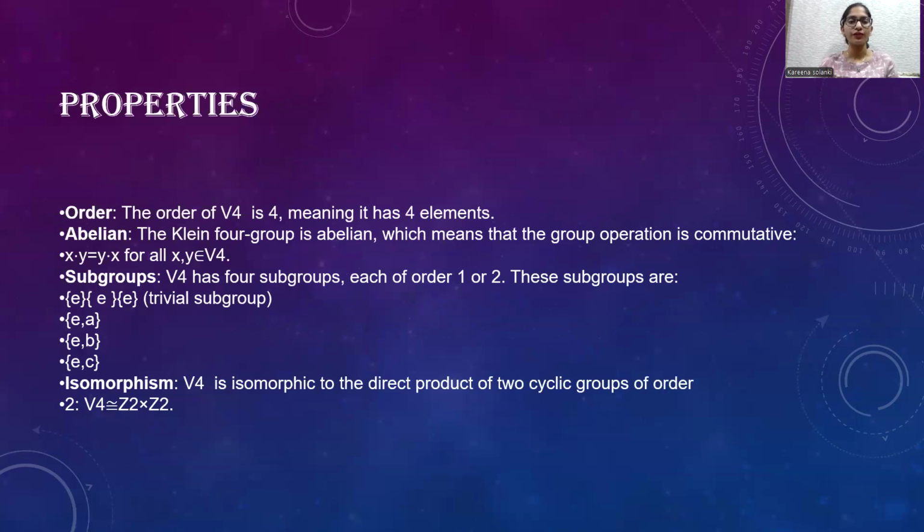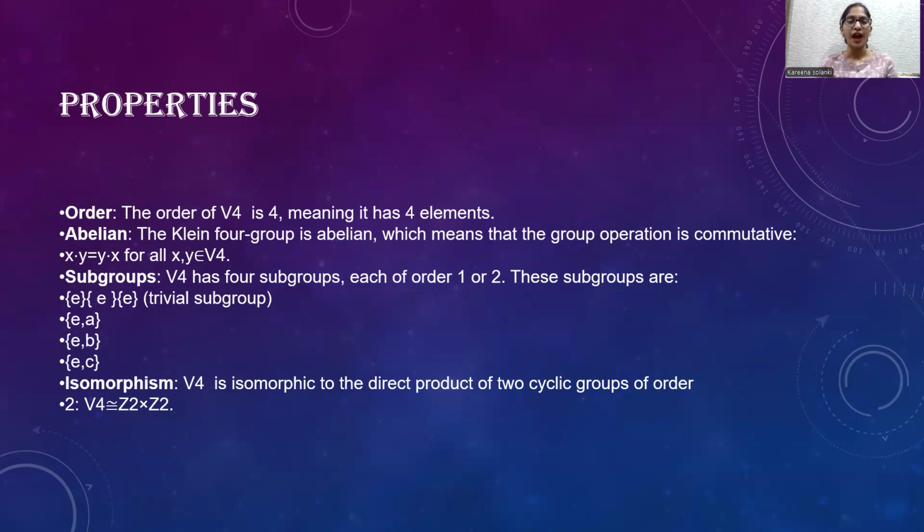Properties. The order of V4 is 4, meaning it has 4 elements. Abelian group. The Klein group is abelian, which means that the group operation is commutative. x · y = y · x for all x, y belonging to V4. And the abelian condition also requires that the group should satisfy associativity and the closure property.